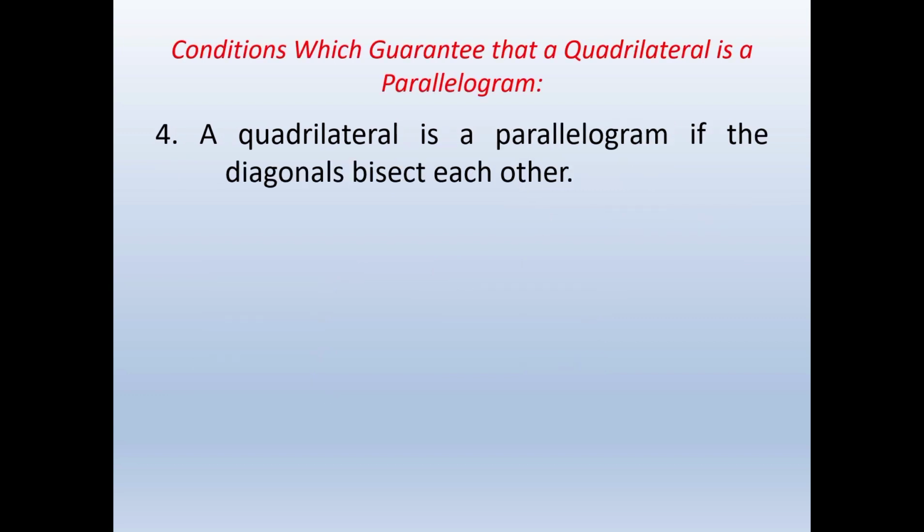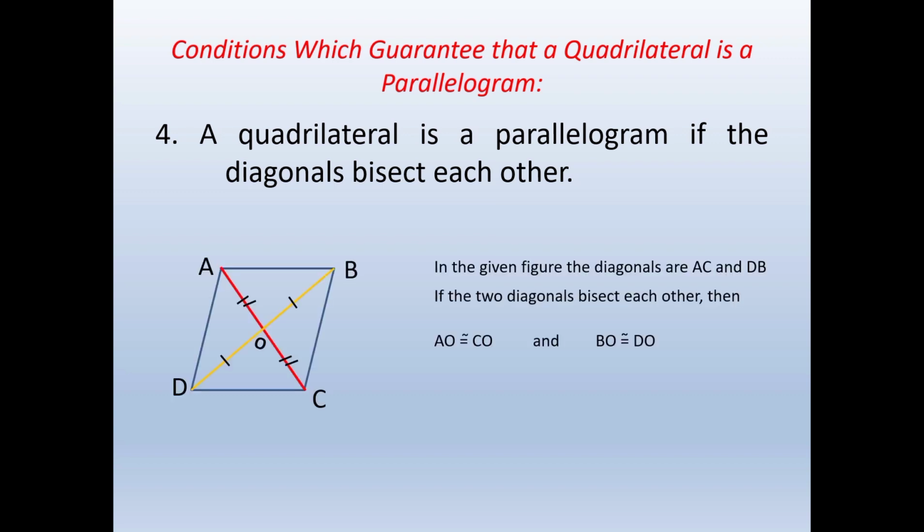Next, a quadrilateral is a parallelogram if the diagonals bisect each other. We have here quadrilateral ABCD, and we have here diagonal AC that bisects BD and diagonal BD that bisects AC. When you say bisect, meaning to say the diagonal that bisects the other diagonal, it divides the other diagonal into two equal parts. Now, the two diagonals intersect at point O. Since they bisect each other, therefore we can say that segment AO is congruent to segment CO, and segment BO is congruent to segment DO.